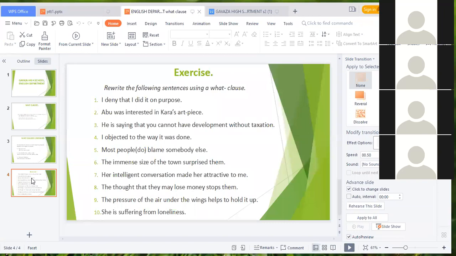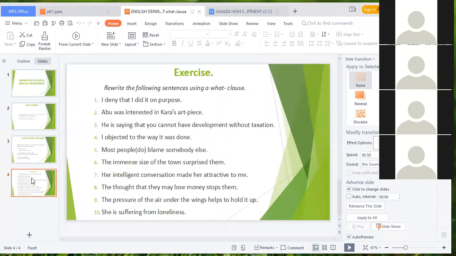What stops them is the thought that they may lose money. Beautiful. Thanks a lot, Nachitende. So this time we are saying what stops them. Now the object is the thought that they may lose money. Beautiful. Thanks a lot. Let us go to number 9.